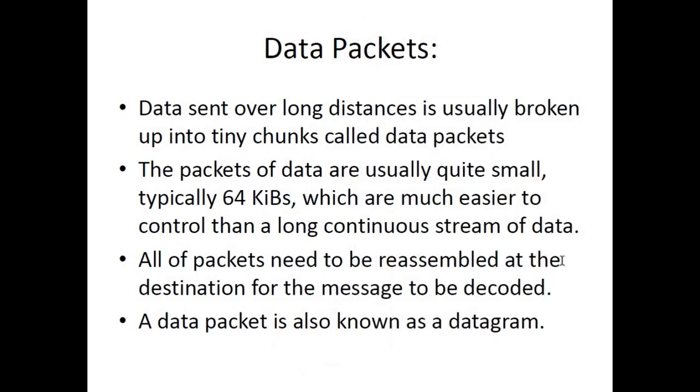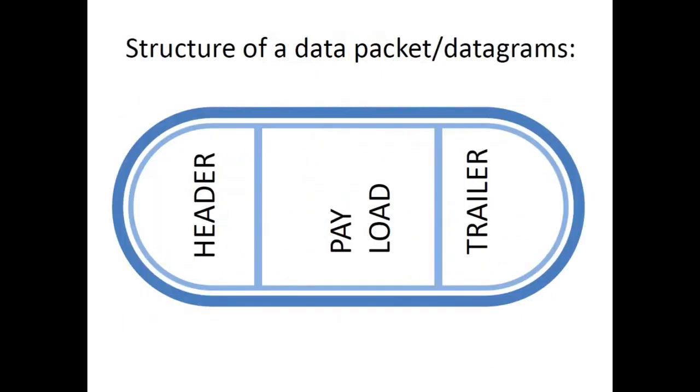All of the packets need to be reassembled at the destination for the message to be decoded. All the packets that are sent are received one after the other by the receiver, and then the receiver puts them back together in one big file, and then the message is decoded. A data packet is also known as a datagram. This is a rather very old name for it, but Cambridge still accepts it.